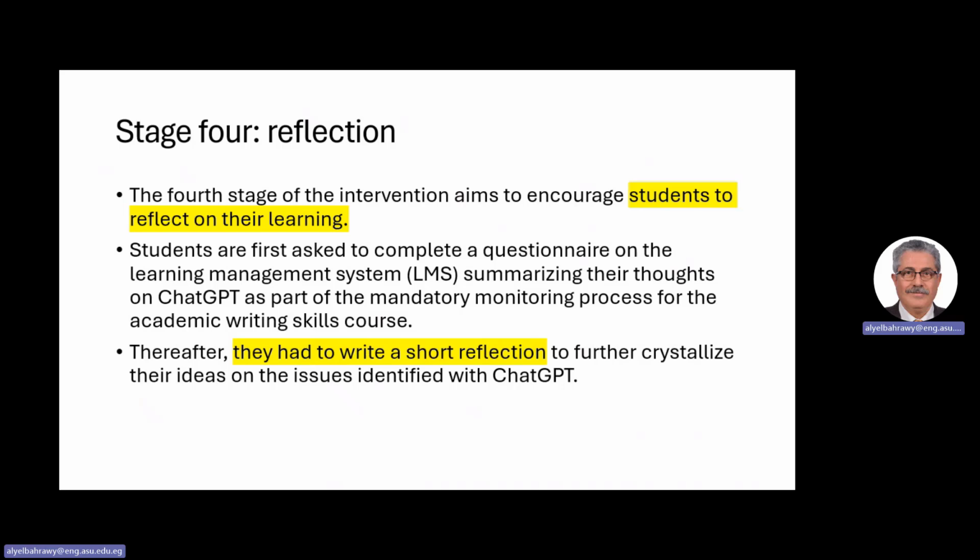Stage 4, reflection. The fourth stage of the intervention aims to encourage students to reflect on their learning. Students are first asked to complete a questionnaire on the learning management system, summarizing their thoughts as part of the mandatory monitoring assessment for the academic writing skills course. Thereafter, they had to write a short reflection to further crystallize their ideas on the issues identified with ChatGPT.